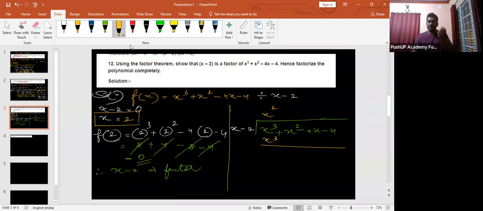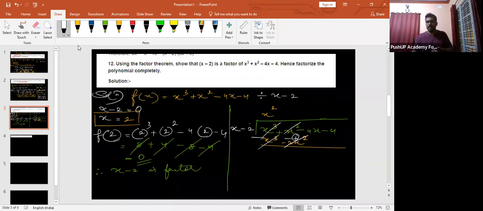Now, whatever you got as a quotient should be multiplied with the remaining part of the divisor. What is the remaining part of the divisor? It's minus 2. So x square multiplied with minus 2 gives minus 2x square. Now subtract both the values. X cube and minus x cube both get eliminated. Now x square minus of minus 2x square: this minus and this minus combine to form plus.